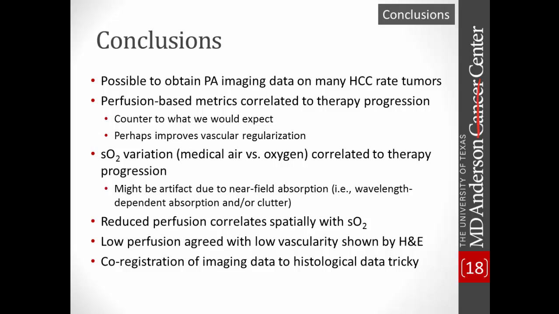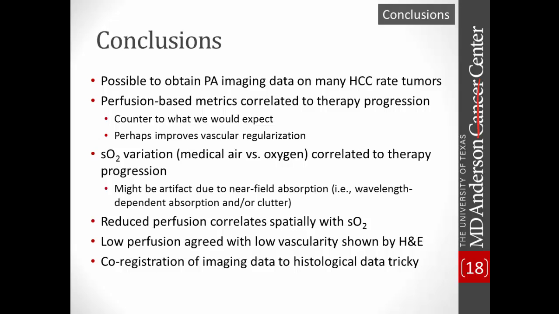So in conclusion, we were able to obtain PA imaging data on many, although not all, of the HCC rat tumors. Perfusion-based metrics correlated to therapy progression. This is counter to what we expected. Perhaps it improves vascular regularization, so you're getting greater perfusion. SO2 variation, medical air versus oxygen, correlated to therapy progression. However, we suspect that might be an artifact of near-field absorption, that we could be getting an effect of clutter at the tumor site.